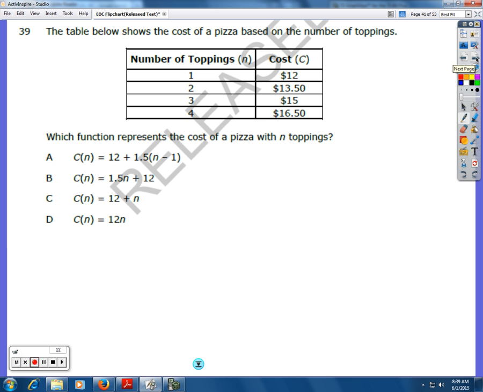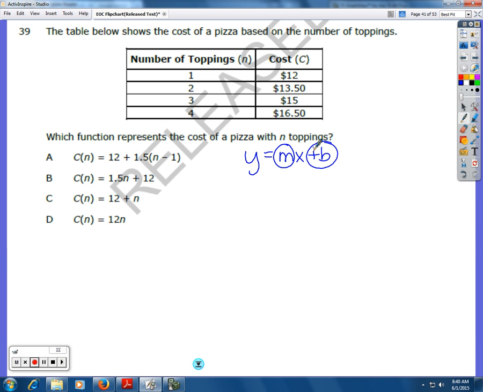All right, so skipping over to number 39. The table below shows the cost of pizza based on the number of toppings. For one topping, we have $12, two toppings, $13.50, and so on. What function represents the cost of pizza with n toppings? So for our equation, we're looking to fill in y equals mx plus b. We need to find the slope, and we need to find the y-intercept.